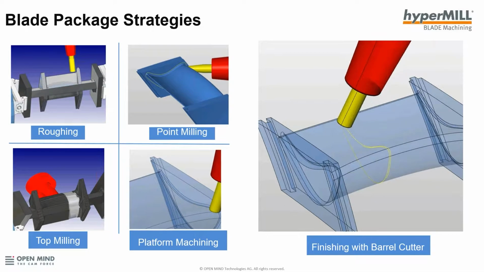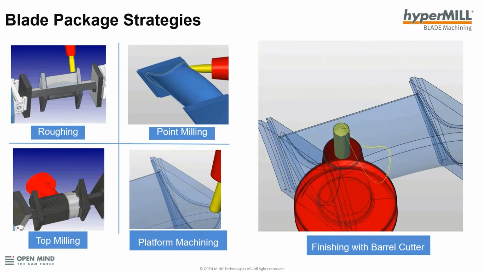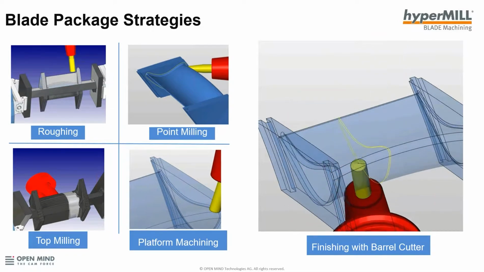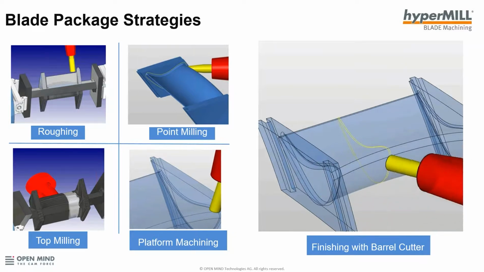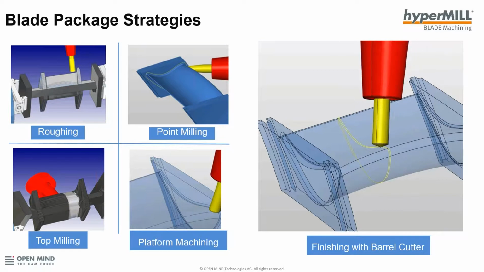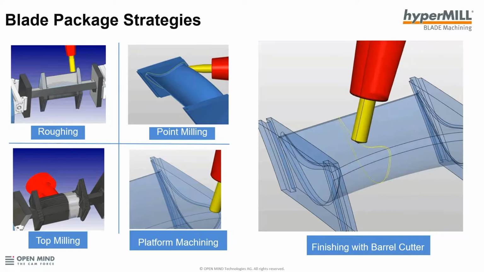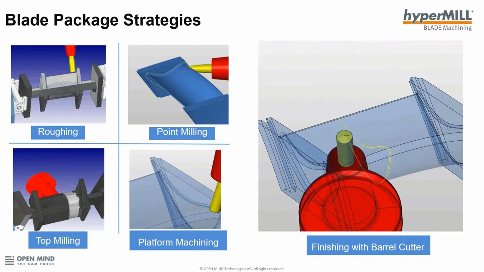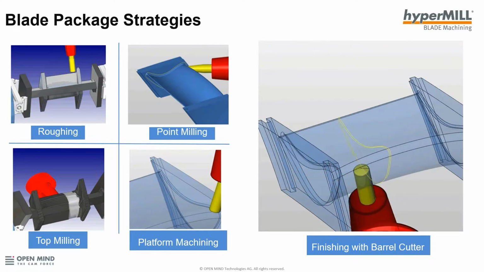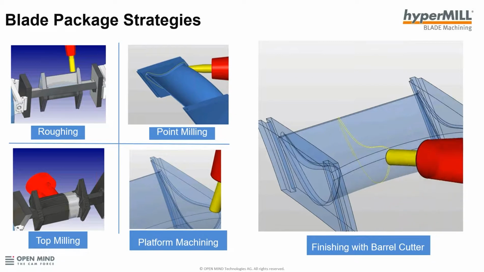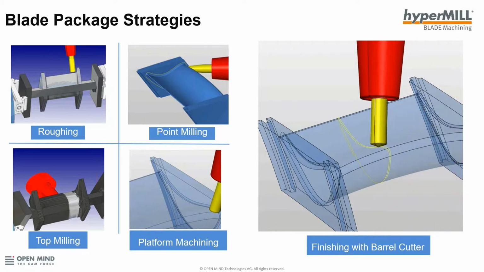There are special machining strategies that are available that can also be mixed with the general CAM strategies that are available in HyperMILL. There are strategies that are available for 4 and 5 axis roughing, point milling for the pressure side and the suction side, including the edges, as you can see with the various graphics that are showing here.